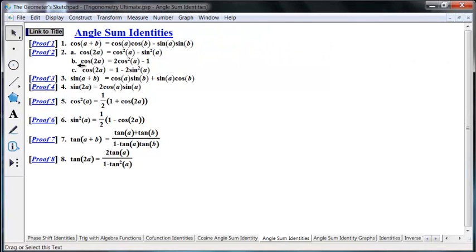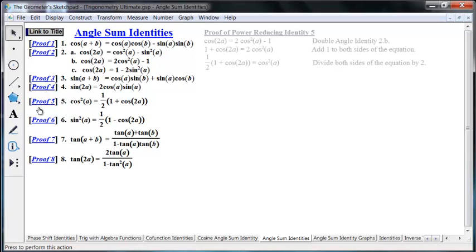Now I'm going to go back and take 2B and 2C and solve them for the square term, and that's going to give us what we call power reducing identities. So let me do this first one here. I start with 2b, cosine of 2a equals 2 cosine square a minus 1. And I'm going to add 1 to both sides and divide both sides by 2, and I get cosine square of a equals 1/2 parentheses 1 plus cosine of 2a.